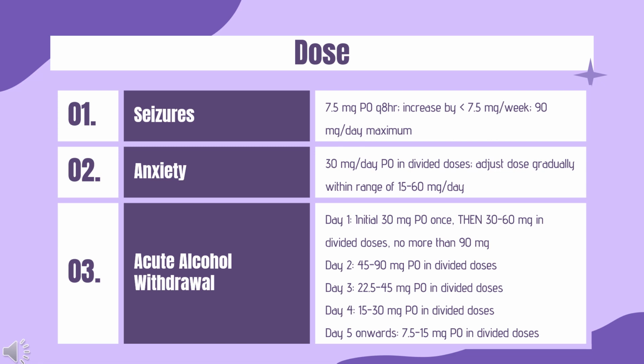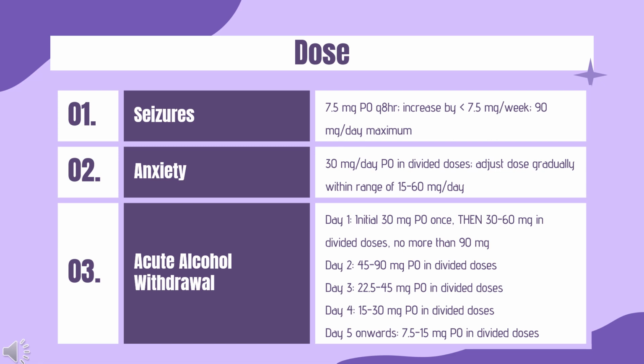Dose. Anxiety: 30 mg per day PO in divided doses. Adjust dose gradually within a range of 15 to 60 mg/day. When administered as a single daily HS dose, the initial dosage is 15 mg. After the initial dose, a responsive patient may require subsequent dosage adjustment.